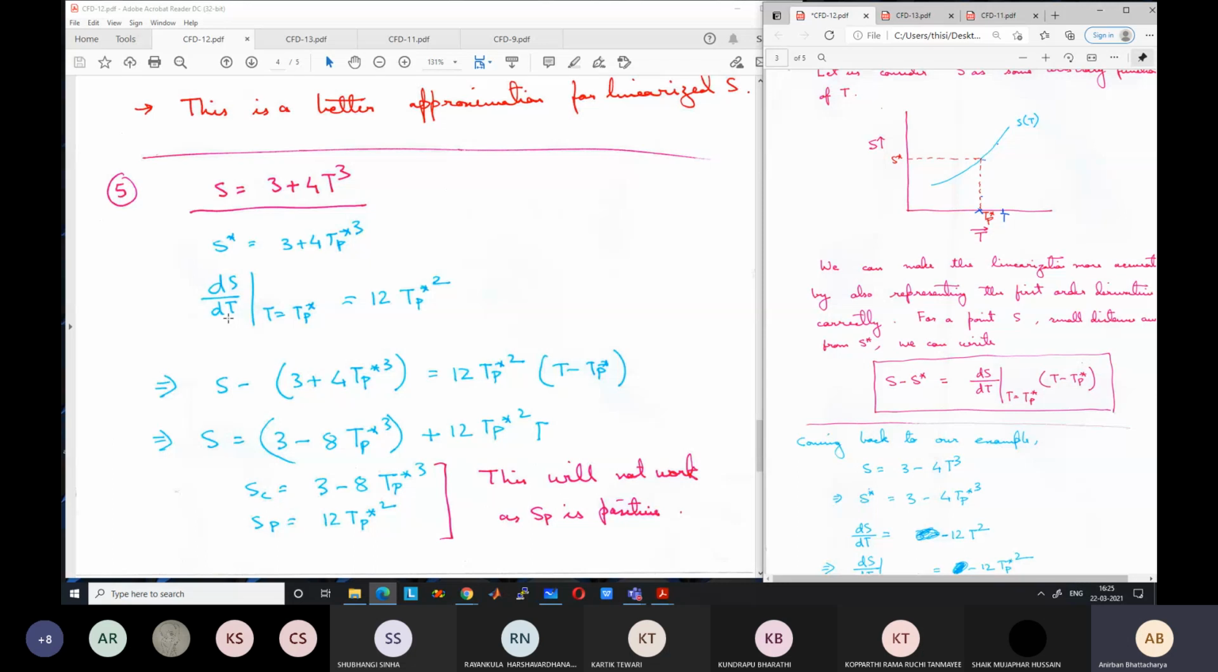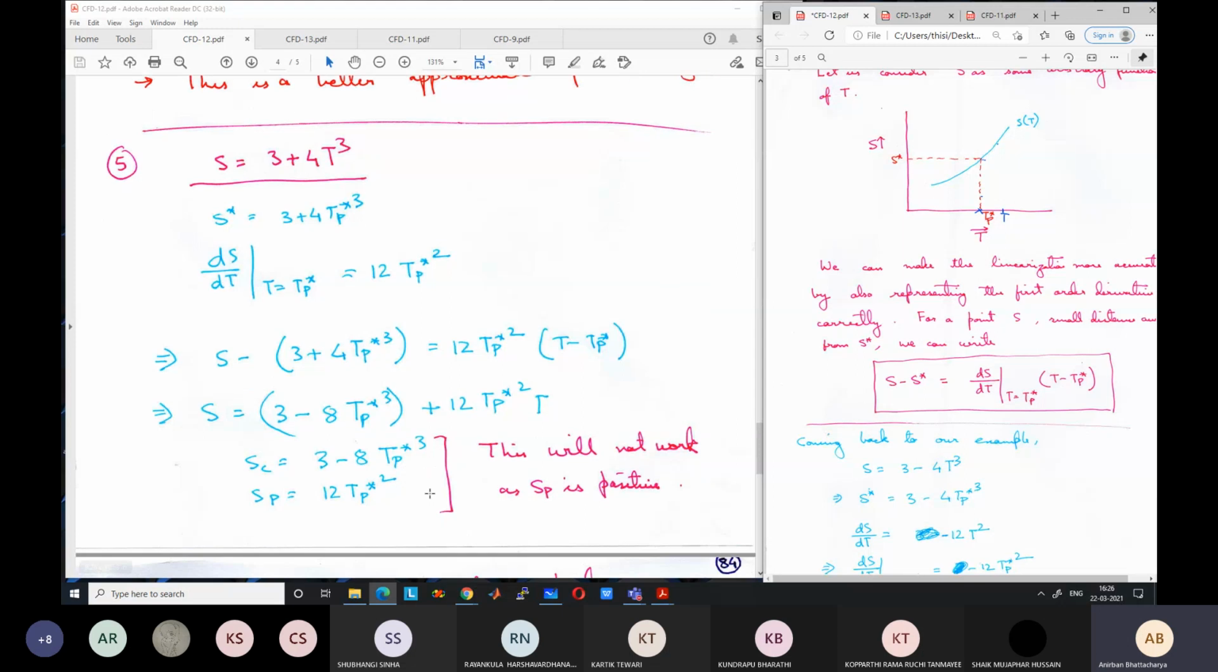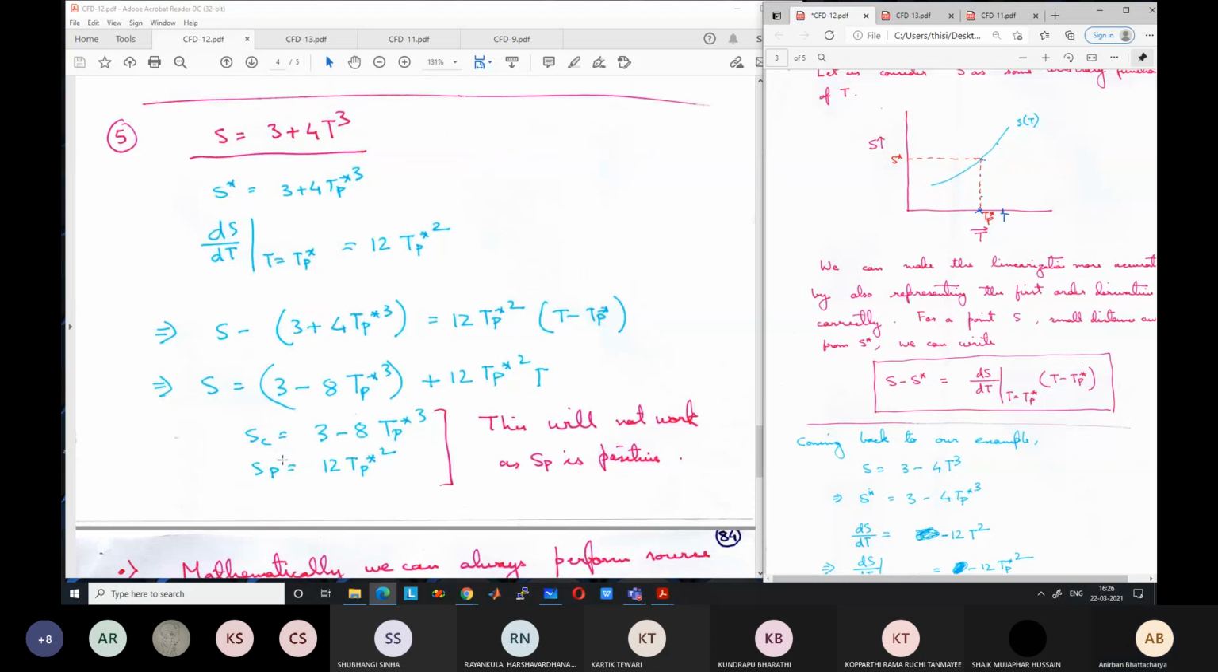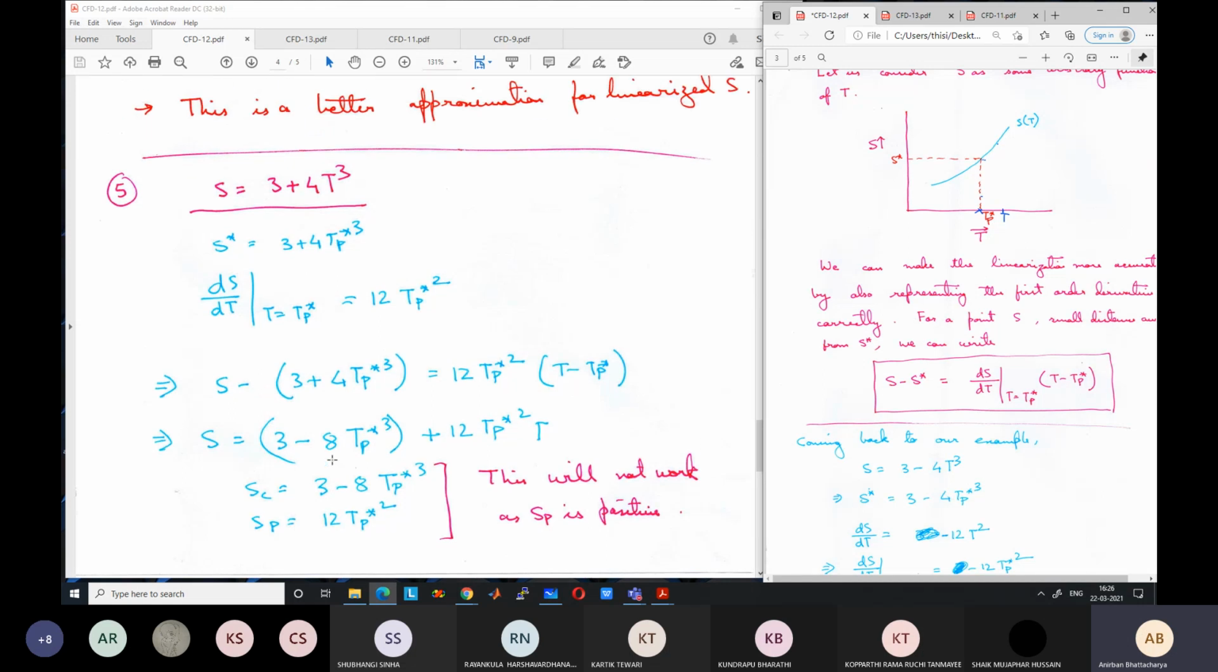So dS/dT at T equal to Tp star, we have already calculated, is 12 Tp star square. So S minus (3 plus 4 Tp star cube) equal to 12 Tp star square into T minus Tp star. This leads to a value of Sc which is 3 minus 8 Tp star cube, and Sp is equal to plus 12 Tp star square. This is not going to work because Sp is positive. So this linearization is not going to work.